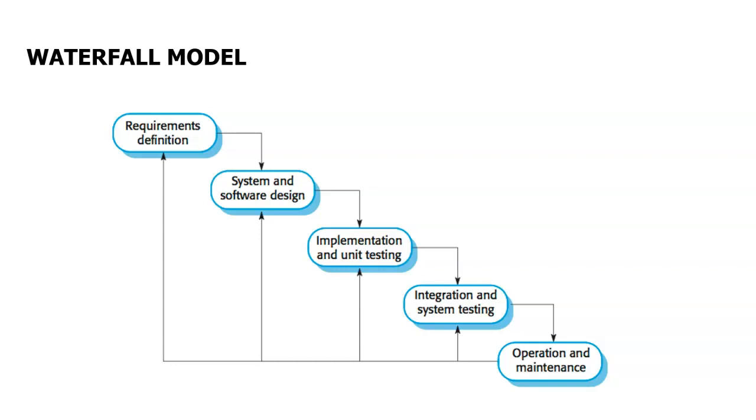Then after developing everything, you'll do all the testing, and then you will hand over the project, that is deployment. And finally, after delivering the product, you have to maintain the product as well. So these are the different steps which are followed in the waterfall model.